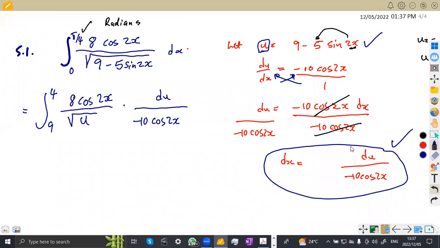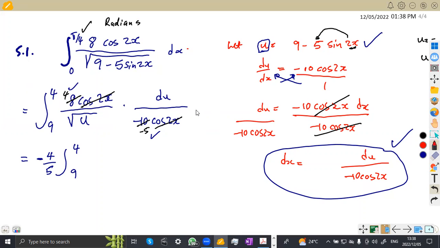All right. So there's something that is happening here that we can clearly see: we've got a cos 2x here. And 8 over 10 can reduce by 2. This is going to be 4 over 5. This is going to be negative 5. So we can take out the negative 5. 4 over minus 5 is the same as minus 4 over 5. We take this part of 4 and this part of minus 5 outside of the integral. Okay, we've got our limits 4 and 9.